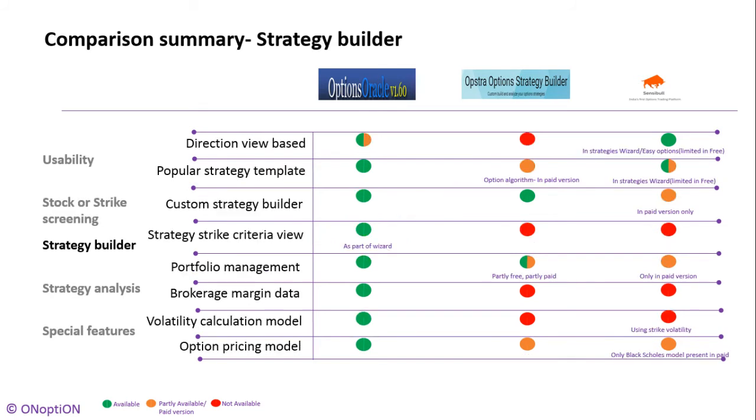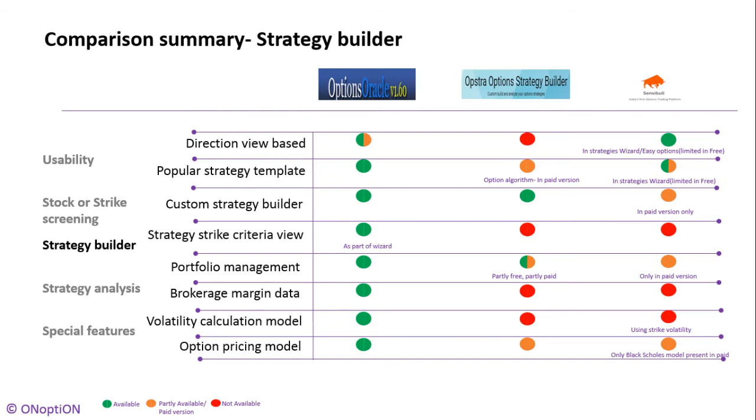There are different features available in different tools. Direction view based: this is nothing but if someone is assuming that the market will be bullish next week, they can simply tell the tool that I am bullish on the market, and the tool will pop up the right strategy for you. That is available in Sensibull, and it's quite a nice feature. They have two things, one is the strategy wizard and the other is easy options. Both offer this kind of view based strategies, but they are limited in the free version, so you will get the full feature only in paid versions.